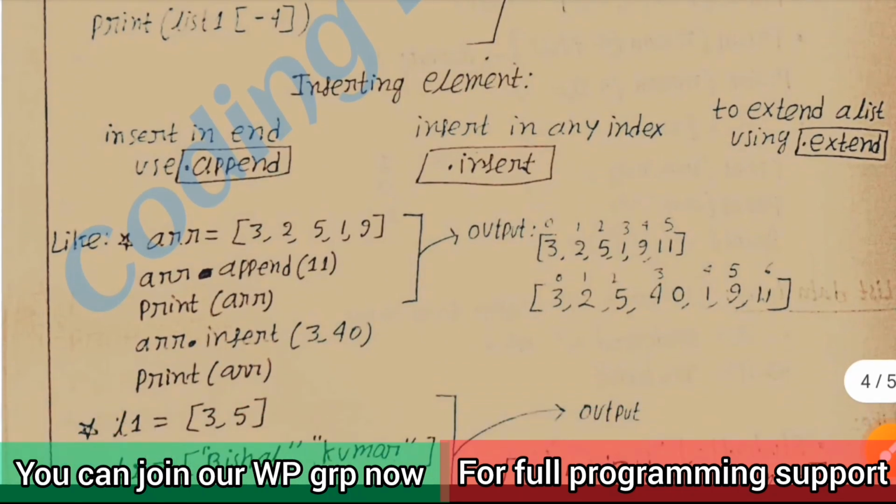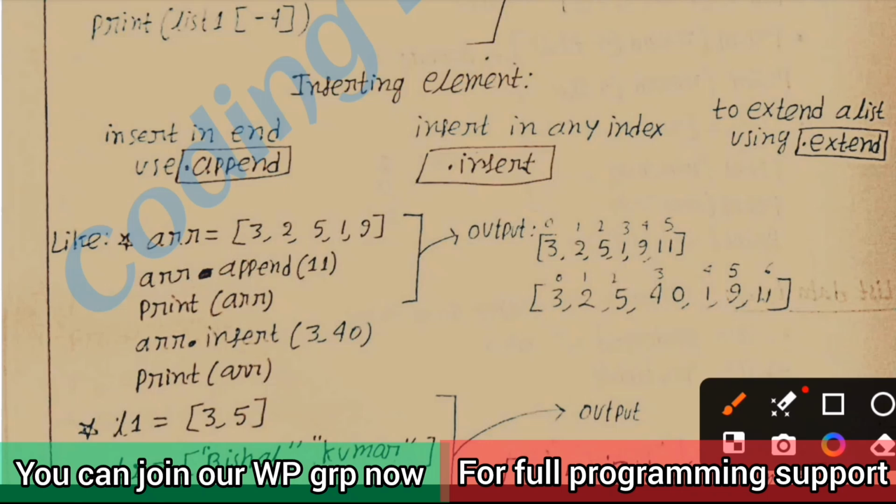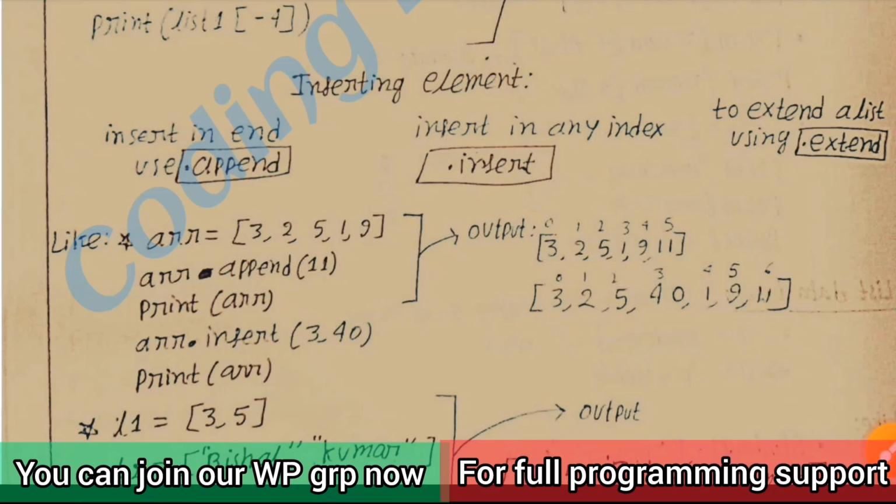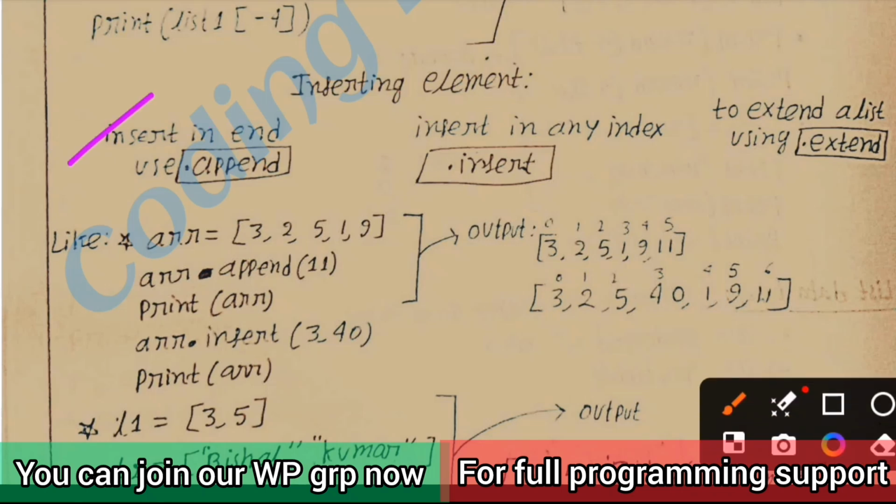Then after that, in a list we can insert an element, we can delete an element, we can extend an element. Okay, in inserting elements, in the list we can insert an int, we can insert at any index, and we can extend a list with the help of another list. So if you insert an int, then we have to use the .append function. And if you insert at any specific index, then you have to write .insert. And if you need to extend a list using another list, then you have to write the .extend function.